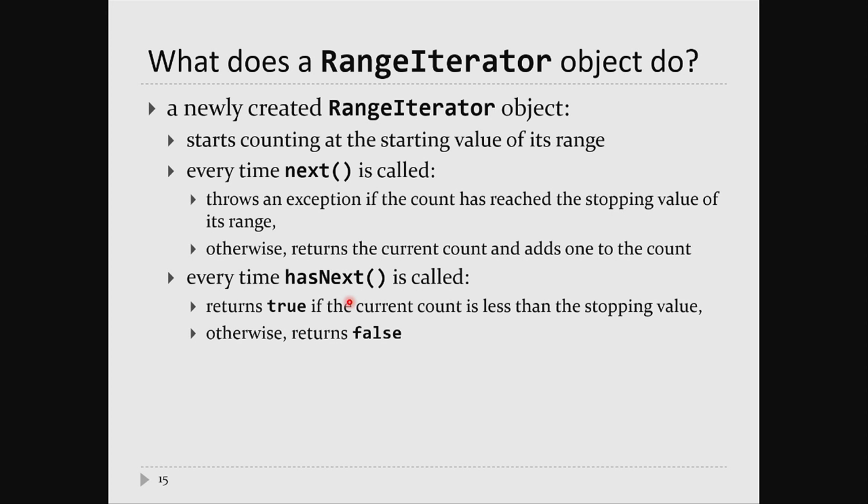Every time you call hasNext, the method returns true if the current count is less than the stopping value. In other words, are there still more values in the range? Otherwise, it returns false, because you've finished using up all of the values in the range. So implementing this is not hard at all. It's just a counter.